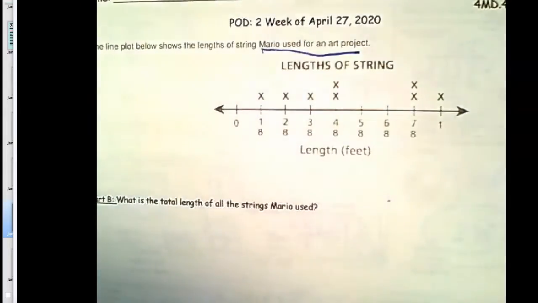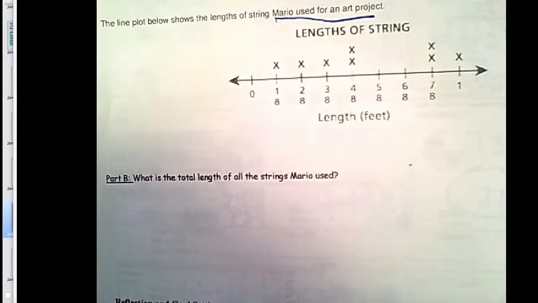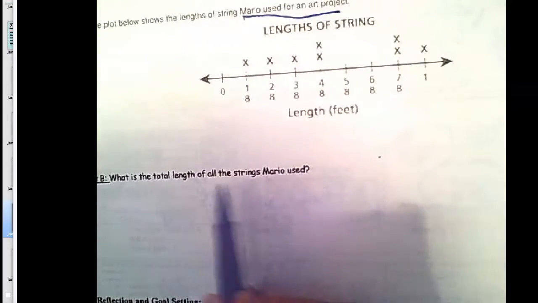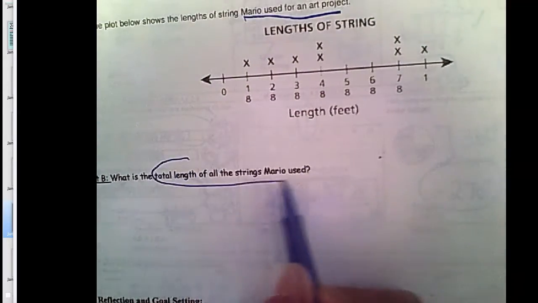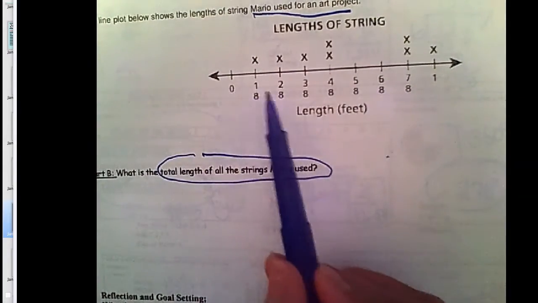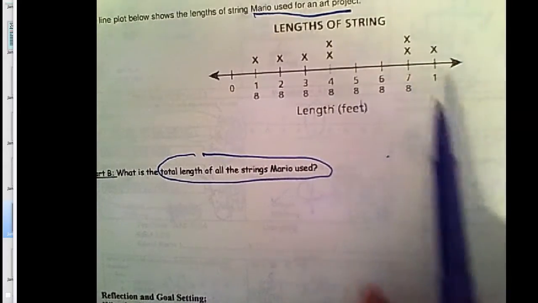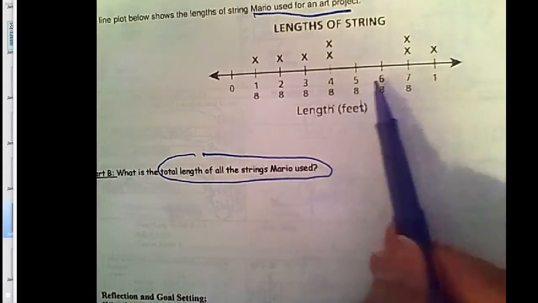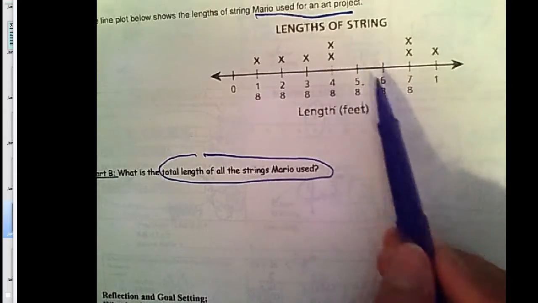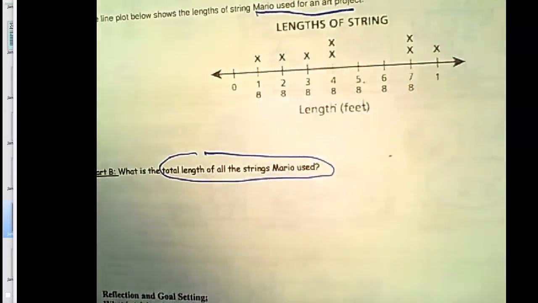Okay, great. Now let's take a look at the question. What is the total length of all the strings Mario used? Oh, so the total length, that means I have to add up all of these strings. So wait a second, do I have to add 0 and 1/8 and 2/8 and 3/8 and 4/8 and 5/8 and 6/8 and all of them? That doesn't seem right because I'm looking at 5/8 and there are 0 strings that measure that. I'm looking at 6/8 and there are 0 strings that measure that. So that can't be possible.